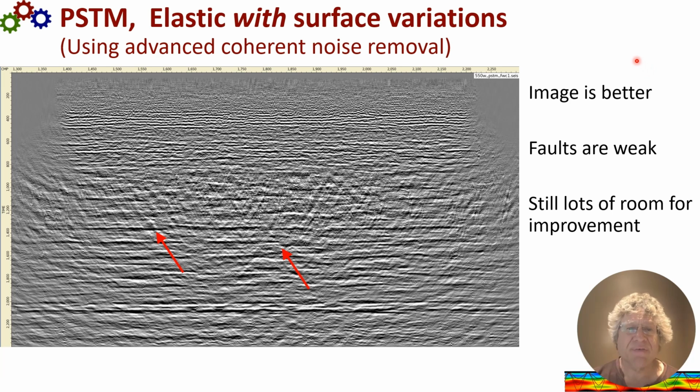And here we go back to the 5 meter spacing data, and we use some advanced coherent noise removal. And you can see the image is better, but the faults are still weak. You have some hints of faults here and here. And the bottom reflections are a little bit better resolved. There's still lots of room for improvement. I've only been computing this synthetic data for a week, so I've only had a week to work with this, and I've only run it through some of our standard flows. But this is realistic data.